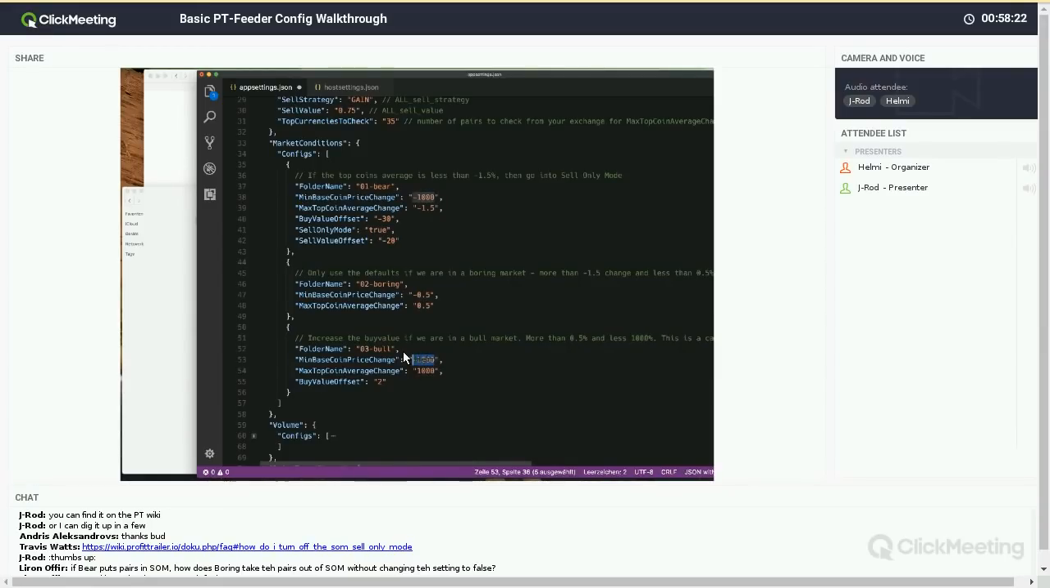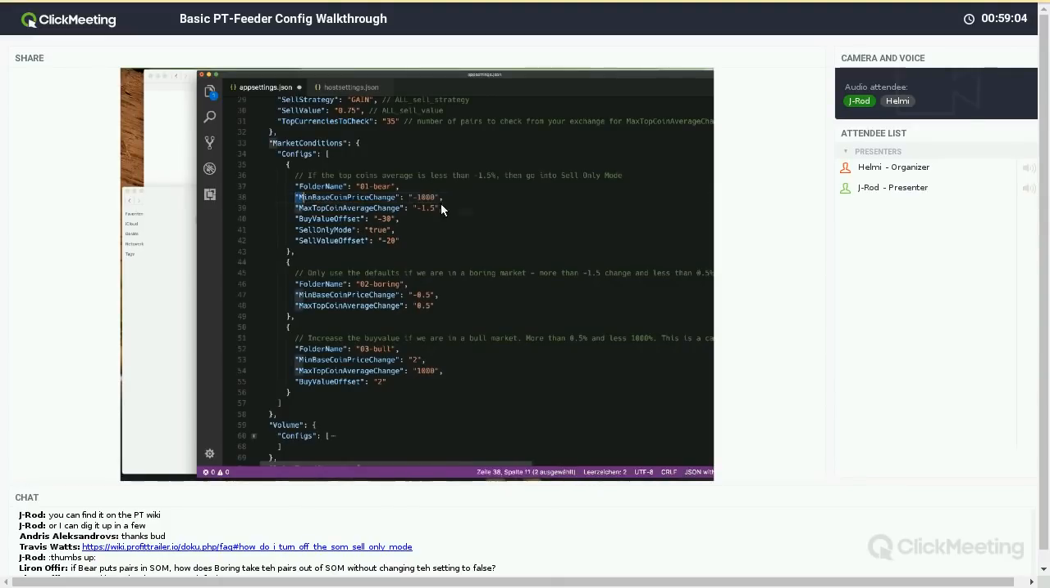What I wanted to say, because I think this is something people get confused by a lot, is the principle behind the max and min in both values. I laid out something to explain it a bit. The min base coin price change defines the minimum value, and minimum in this case means the lowest number that should enable this config.